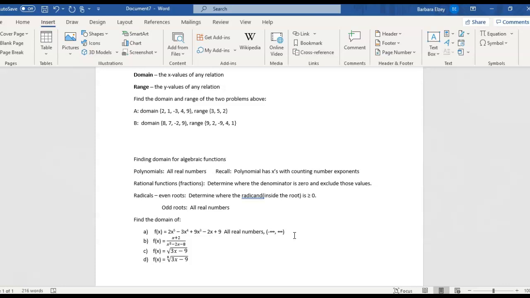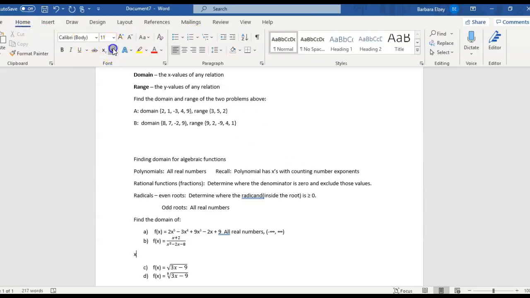All right, now B, let's notice, is a fraction. According to the rules that I wrote up above, we need to determine where the denominator is 0, and we're going to exclude those values from our domain. So I'm going to take my denominator, which is x squared minus 2x minus 8, and I'm going to set that thing to 0, and I'm going to solve that equation so I can determine what things cause this denominator to be 0.